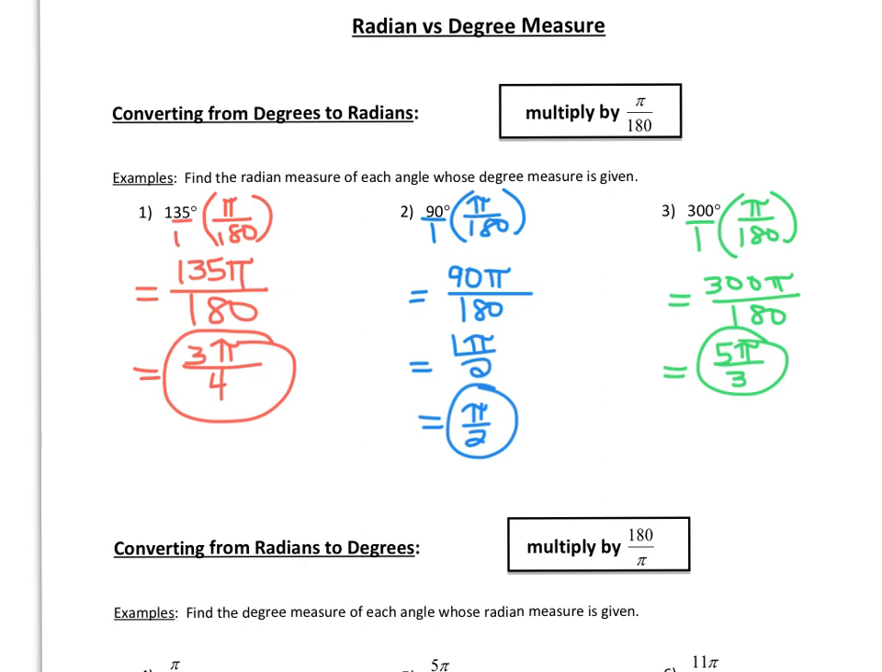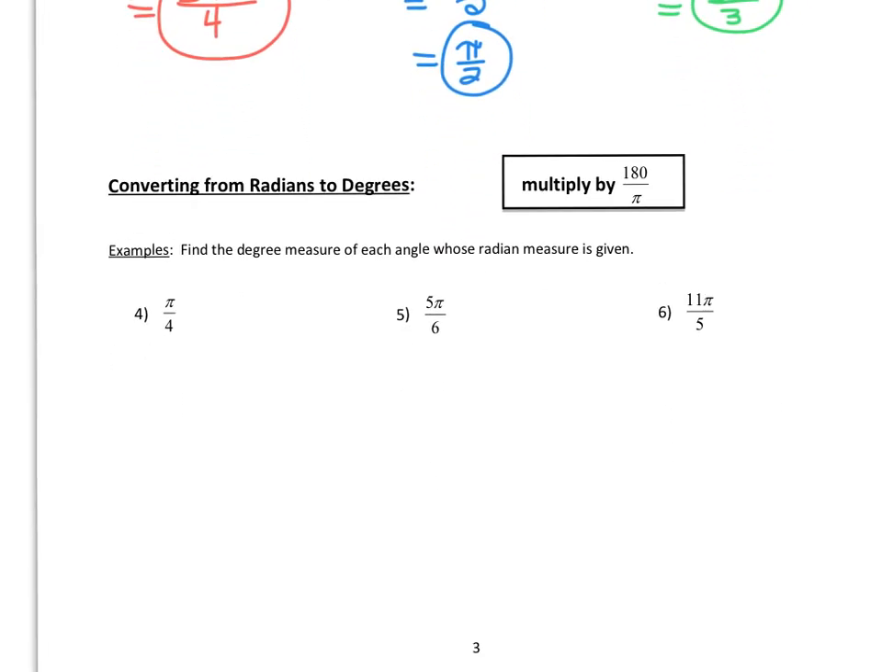Okay, now at the bottom of the page, we're going to do the opposite. Okay, we're going to convert from radians to degrees. Now, when we converted from degrees to radians, we multiplied by pi over 180. When we convert from radians to degrees, we multiply by the reciprocal of that. We multiply by 180 over pi. All right, so let's try these out. So let me just move this page up a little.